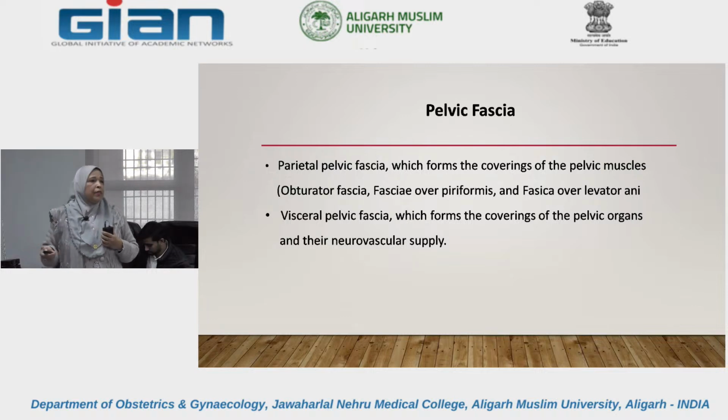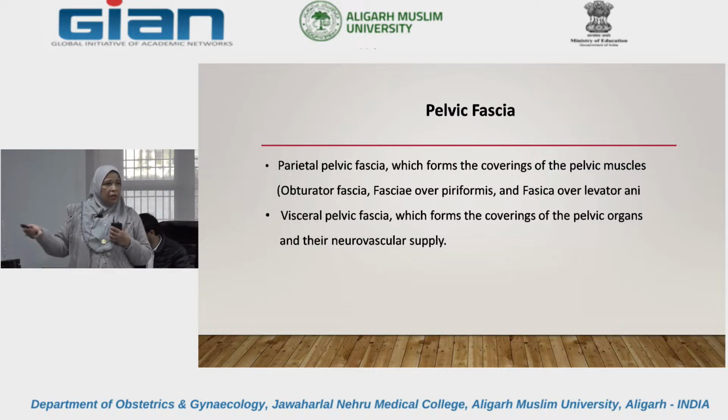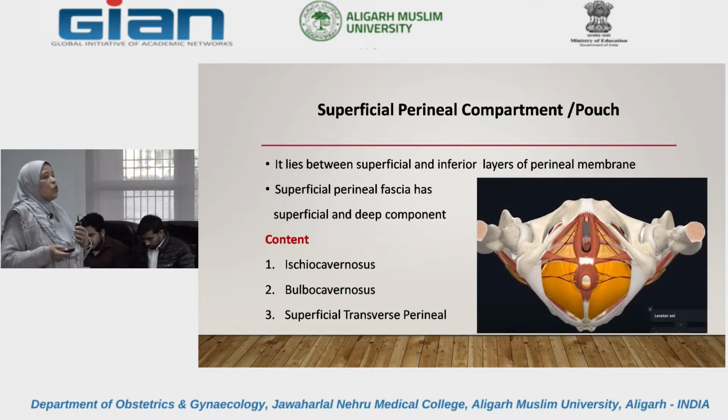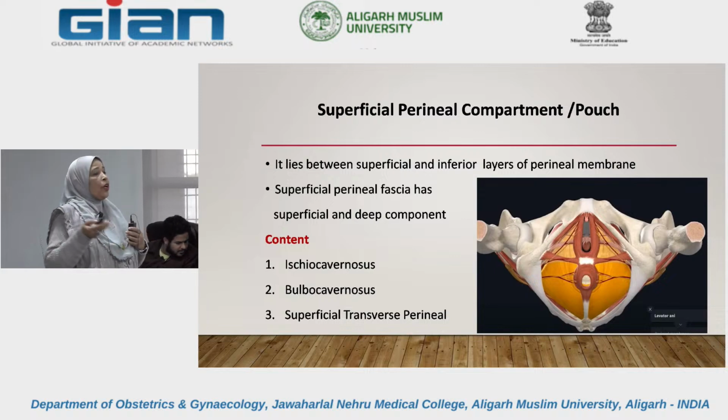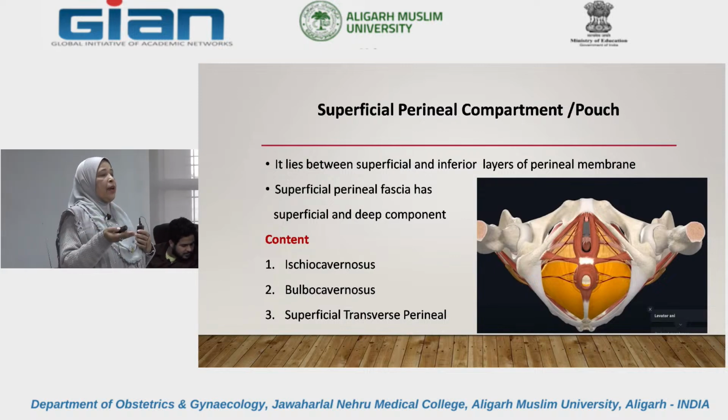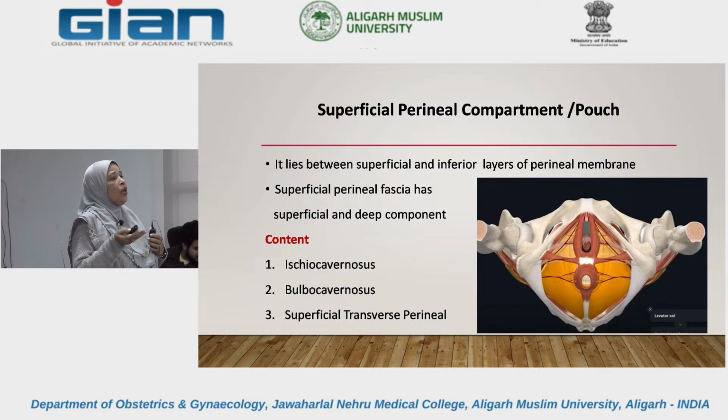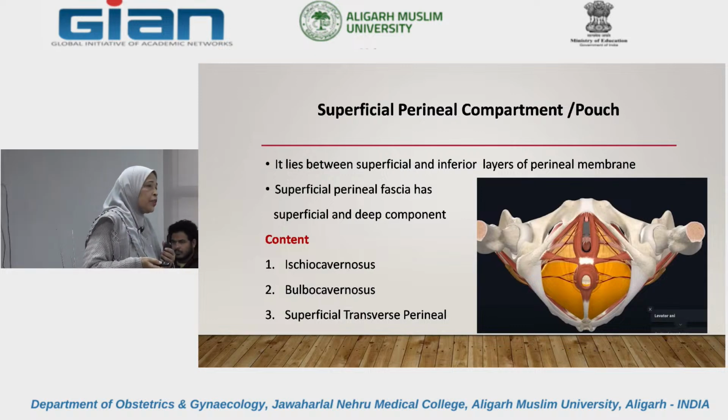When we talk about the pelvic fascia, the parietal fascia covers the muscle, while the visceral fascia covers the neurovascular system and the pelvic organs. Now there are 2 important things: the superficial perineal pouch, or compartment, and the deep perineal pouch, or compartment. Whatever lies below the perineal membrane is formed by 2 layers, superficial and deep. The space below the perineal membrane is the superficial compartment, while the space above it is the deep compartment.